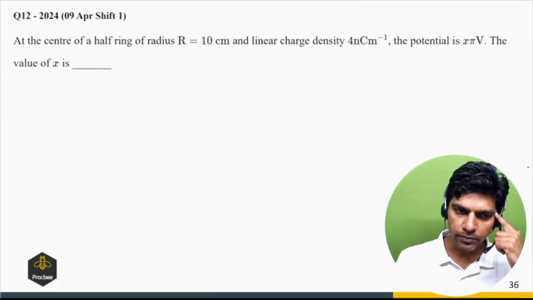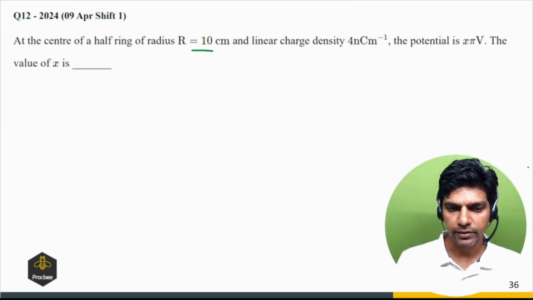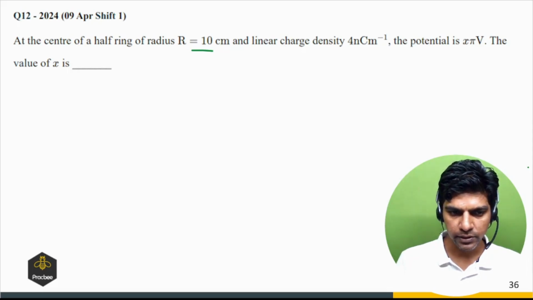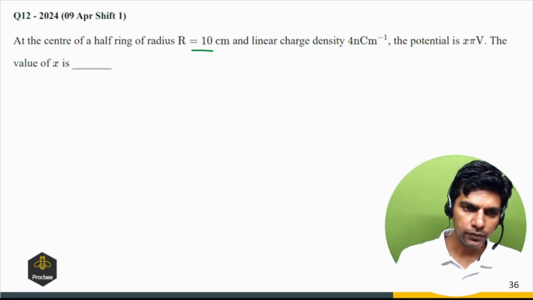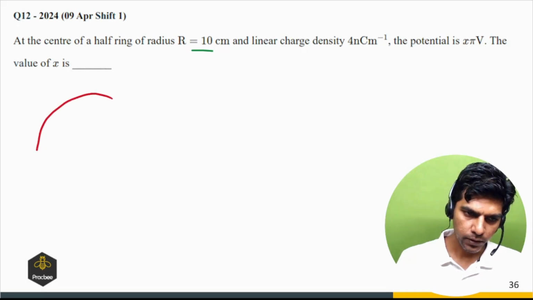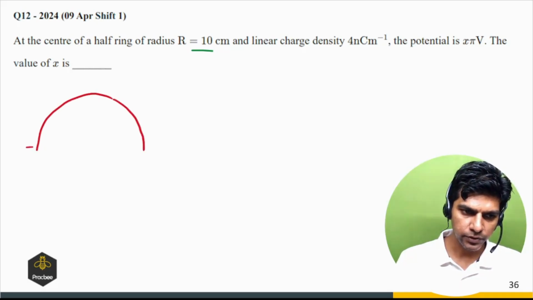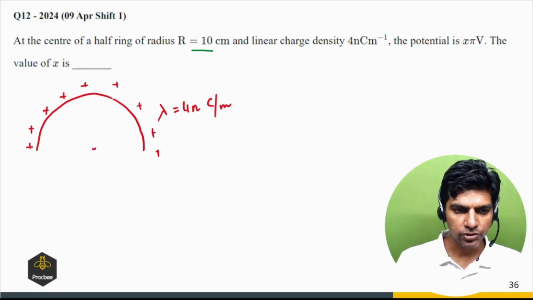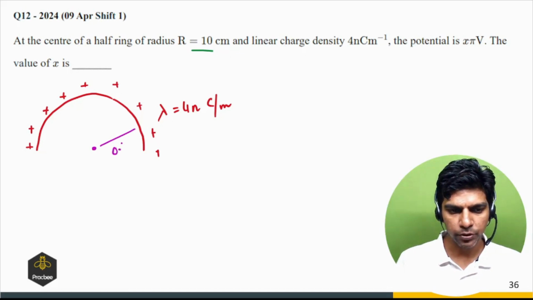So in this illustration, at the center of a half ring of radius 10 centimeter and linear charge density 4 nano coulomb per meter, the potential is x pi volts. The value of x is, so here we have given a semicircular ring which is having a charge. Linear charge density is given, so lambda is given as 4 nano coulomb per meter, and we need to find the potential at the center, and the radius is given as 10 centimeters, so 0.1 meter.